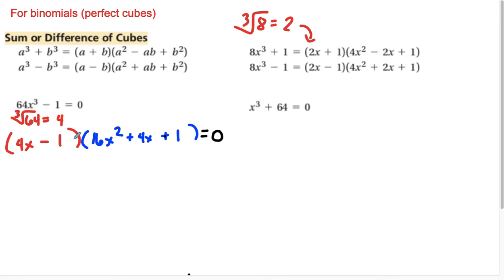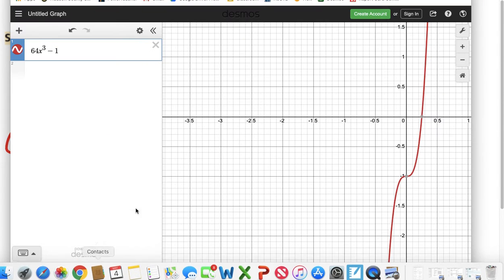Okay, but the most important part is that you know how to apply the formula for the sum or difference of cubes. If you are solving for it, then 4x minus 1 is equal to 0. All right, 4x is equal to 1, and x is equal to 1 over 4. So that's 0.25. Okay, I'm going to show you the graph really quickly so that you can relate.